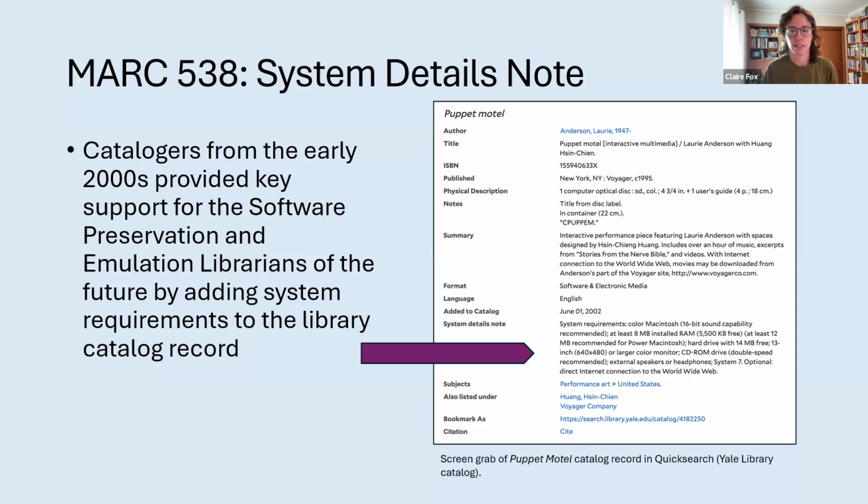And Eric, if you can drop a link to the record in the chat, that'd be awesome. Thank you. I'm also just wondering if someone on this call created this record. And if you did, thank you. Our catalog records are very thorough. I'm especially appreciative of the work that our catalogers did with MARC Field 538, which is a system details note. This work that Yale Library catalogers did in the early aughts provided great support for me and for other librarians 20 plus years later by adding system details to the record.